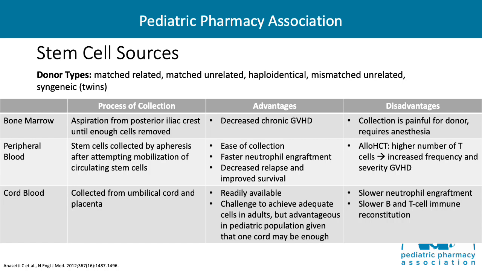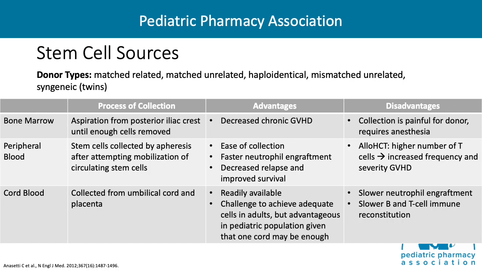With the peripheral blood as a stem cell source, stem cells are collected by apheresis after attempting mobilization. This method allows for ease of collection, has shown faster neutrophil engraftment, and decreased relapse with improved survival. However, in allogeneic transplant, increased frequency and severity of chronic GVHD has been seen because it contains more T cells than the marrow. Cord blood, which is collected from umbilical cord and placenta, serves as another source for stem cells.